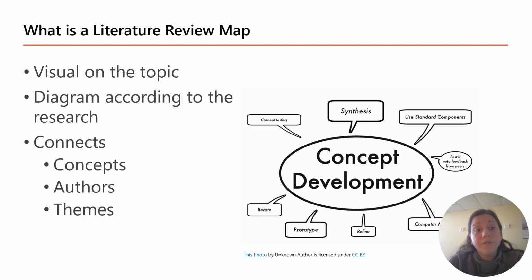What is a literature review map? It is a visual aid on the topic at hand or of your research question. It is a diagram according to the research. It contains the concepts, the authors, themes, citations, the publication dates, the problem, and how all of it relates to each other.